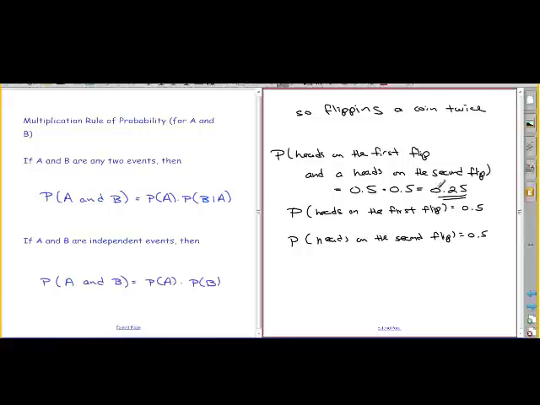So that's the other options. You can get a heads the first time, tails the second. You can get a tails the first time and a heads the second. You can get a tails the first time and the second time. Those are the four possibilities, and each of them has a 0.25 probability. And you get those just by multiplying the probability of each step.